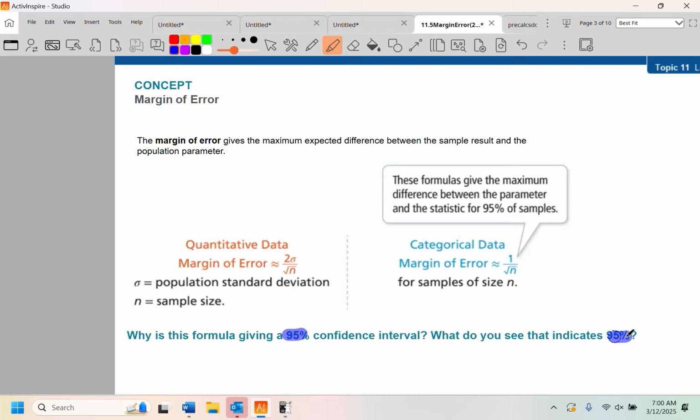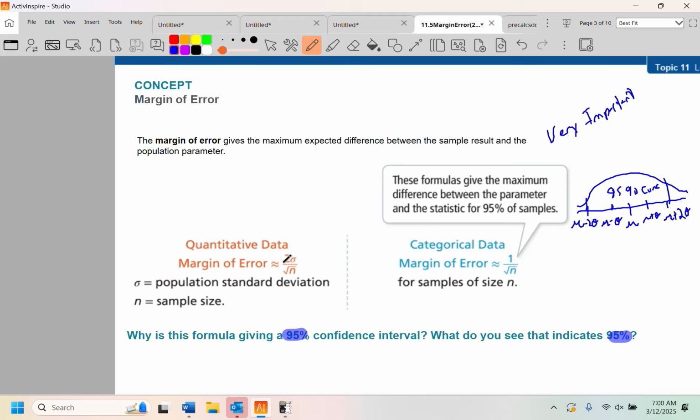What you should see, and a lot of you won't write this, but this is very important. You think about your bell curve, and you have the mean in the middle. You have the mean plus a sigma, the mean plus 2 sigmas. You have the mean minus a sigma, and you have the mean minus 2 sigmas. From here to here is 95% of the curve. That's why they're talking about 2 sigma. So the margin of error for quantitative data is 2 standard deviations divided by the square root of n.